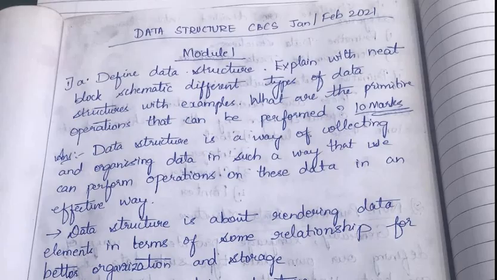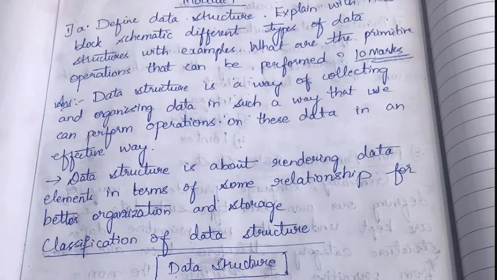Firstly, what is data structure? Data structure is a way of collecting and organizing data. Firstly, we have to collect, then we have to organize. How are we going to do it? In such a way that we can perform operations on this data in an effective way. Some operations we will be doing, and they should be meaningful and helpful, so we consider an effective way. Data structure is about rendering data elements in terms of some relationship for better organization and storage. If it is related in some way, then we will group it into one. It is all about organization and storage.